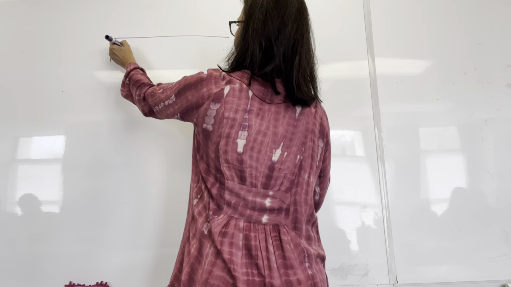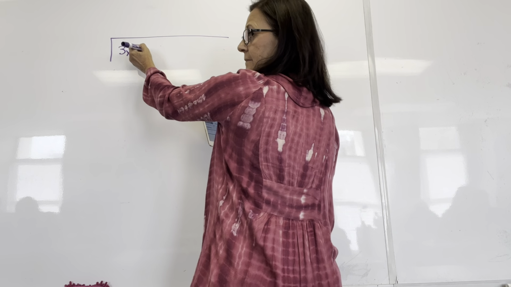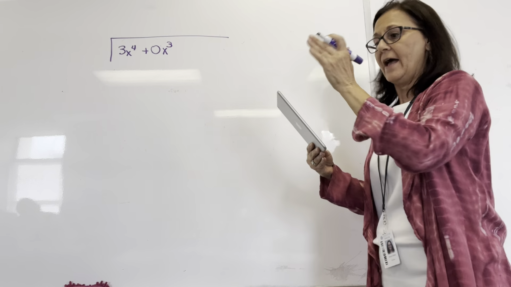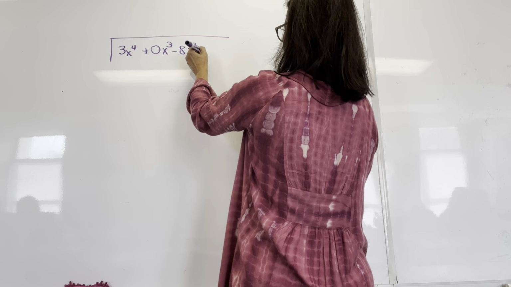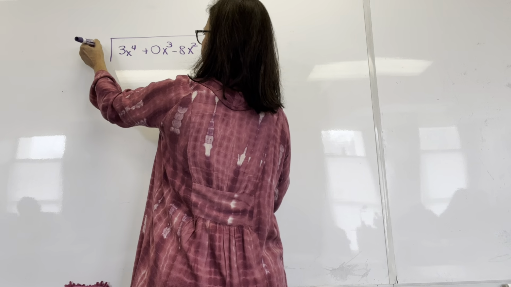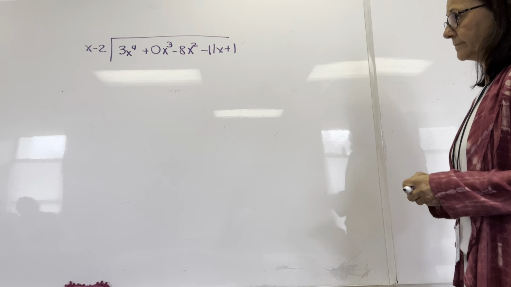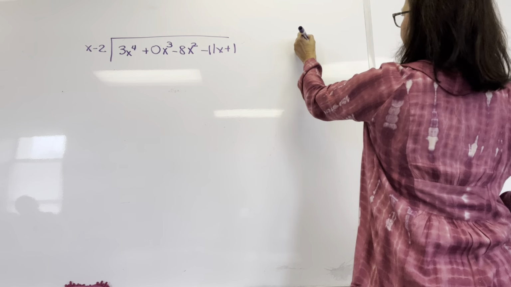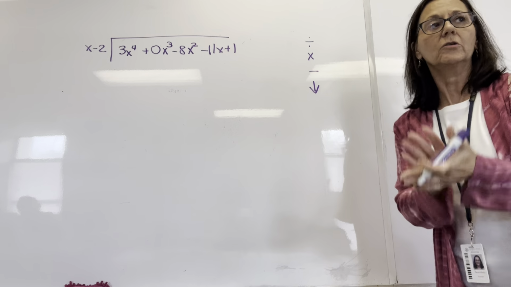All right, so I have 3x to the fourth. How many x cubes do I have? 0x cubed. Every exponent has to have a place. I have negative 8x squareds. I have negative 11x's, then my constant. I'd always divide with the x first and the constant second. All right, so I ask myself, this is divide, multiply, subtract, bring down. Divide, multiply, subtract, bring down.